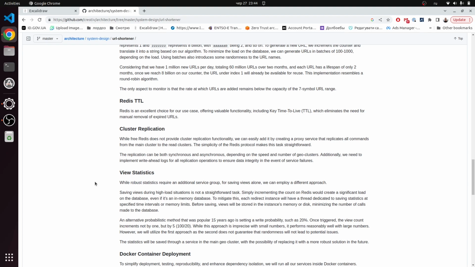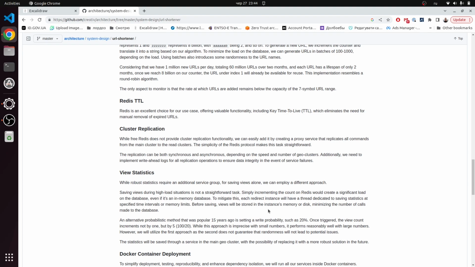The alternate method that I remember from many years ago, which was popular in many statistics services when I was just starting my career, is the probabilistic method.